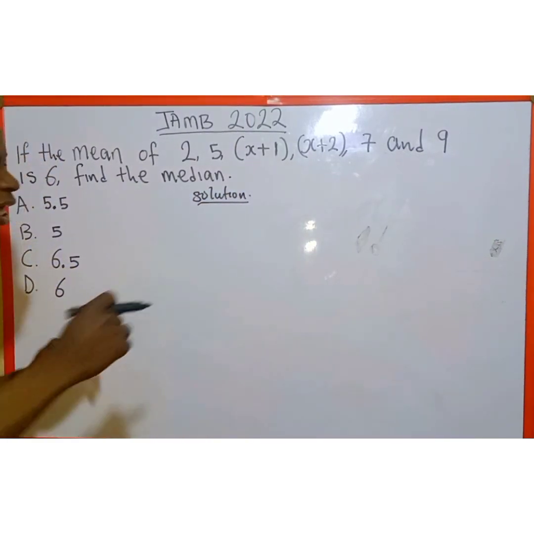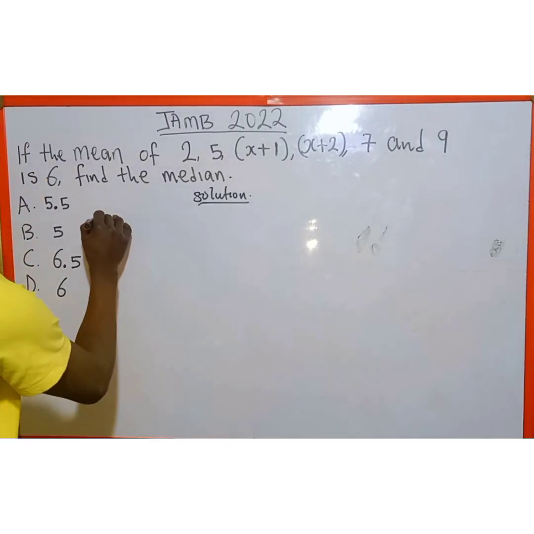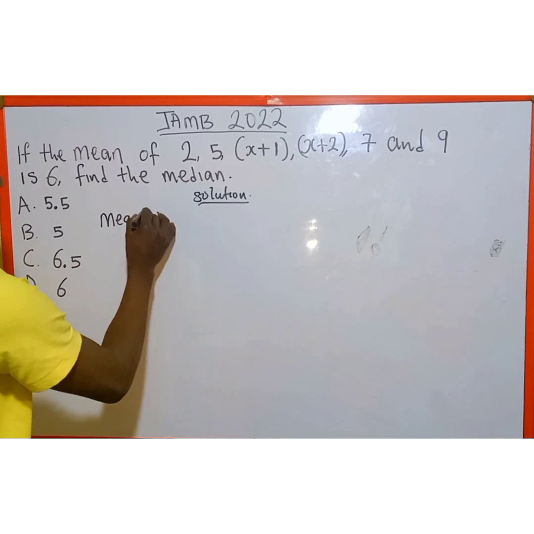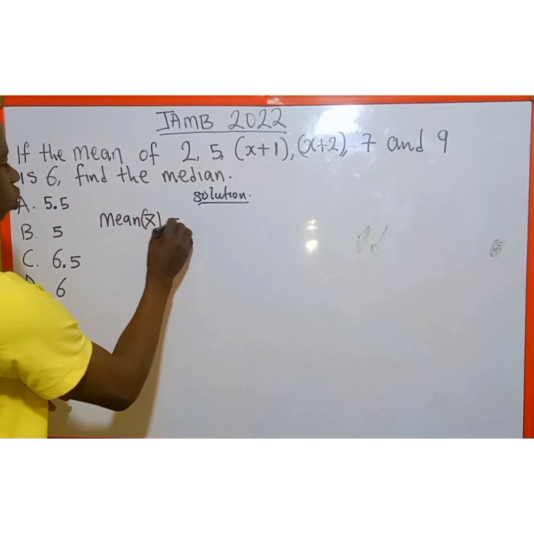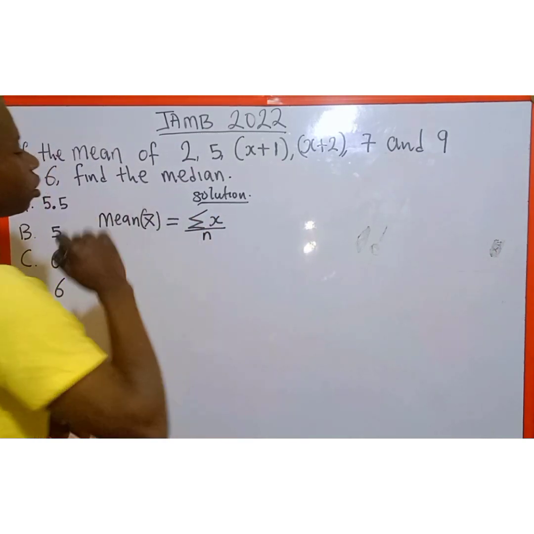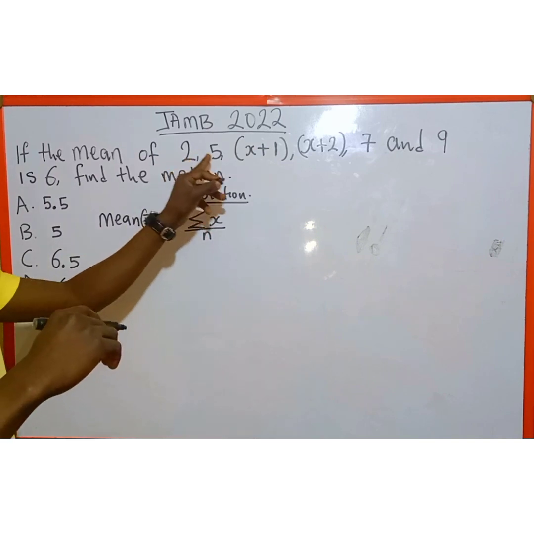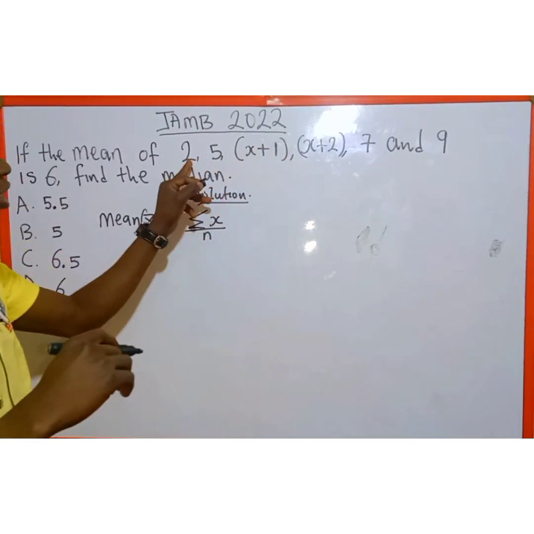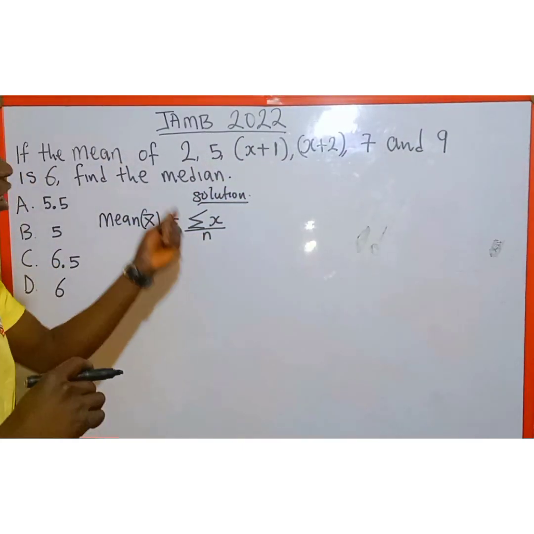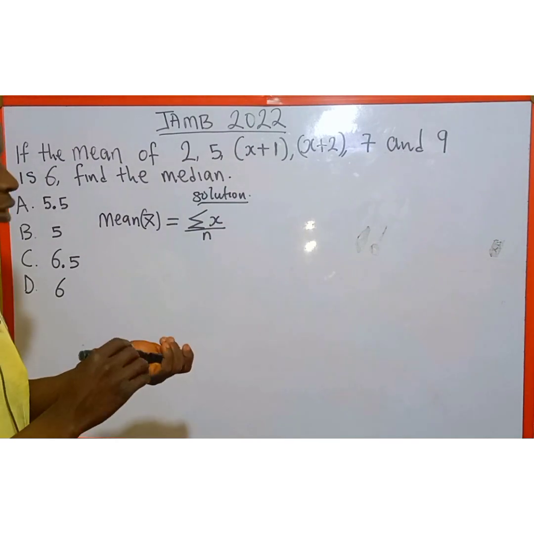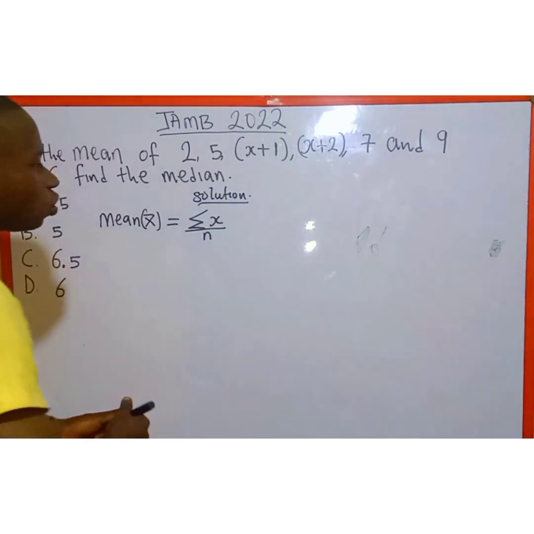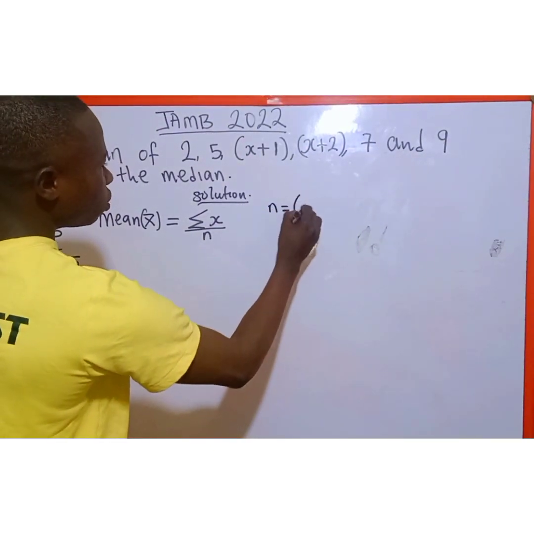We recall the formula to calculate the mean of the data. The mean, also called x bar, is equal to the summation of x divided by n. Each of these data is represented by x, this is x1, x2, x3, x4 down to x6, and n is the number of items. How many numbers do we have here in this data? 1, 2, 3, 4, 5, 6. So therefore my n is equal to 6.